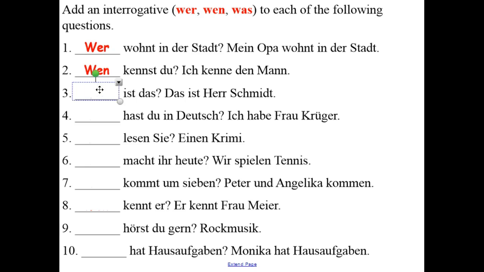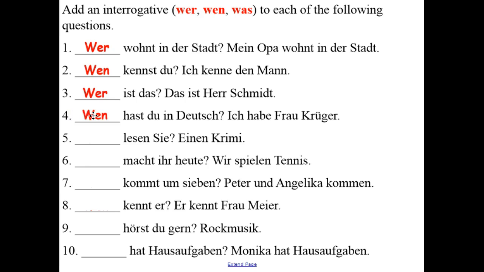3. Wer ist das? Das ist Herr Schmidt. Who is that? That is Mr. Schmidt. Nothing is being done to Herr Schmidt. He is the subject of the sentence. And that verb ist, going back to sein, also lets me know that it's nominative, so wer.